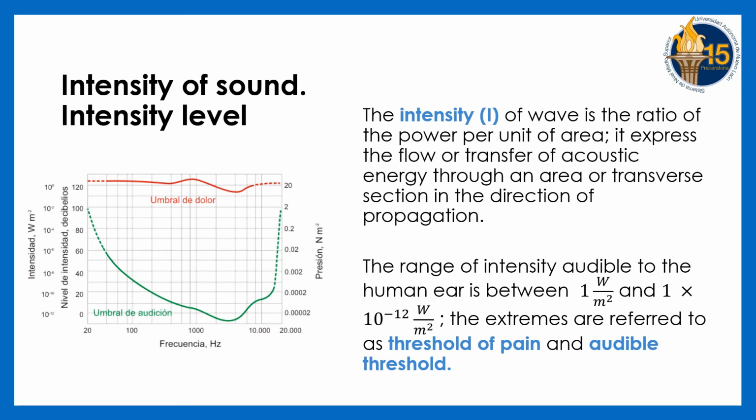The intensity of the wave is the ratio of the power per unit area. The range of intensity audible to the human ear is between 1 watt per square meter and 1 times 10 to the negative 12 watts per square meter. The extremes are referred to as the threshold of pain and the audible threshold.